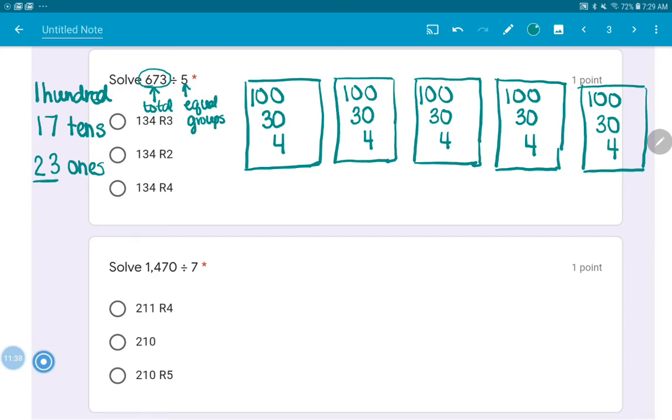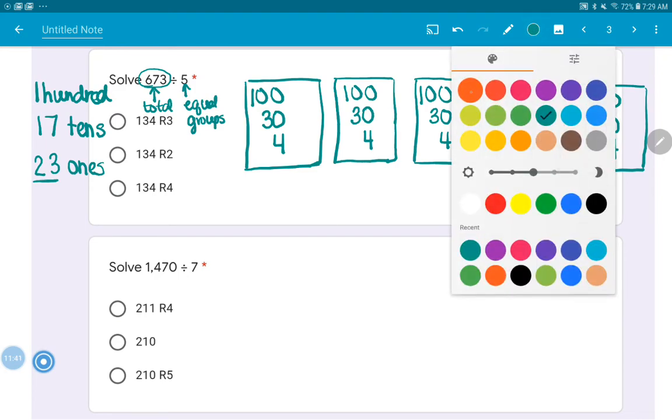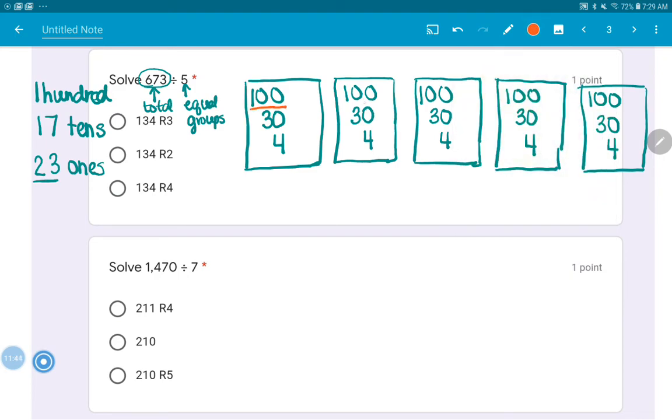Okay, so if we count what we've done here, we've given out 100, 200, 300, 400, 500, 530, 560, 590, 620, 650, 654, 658, 662, 666, 670. I'm sorry, I counted those wrong.